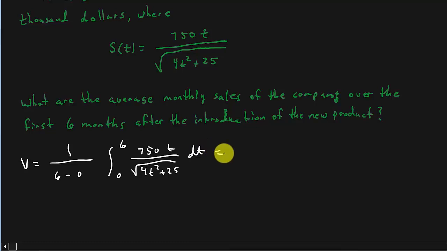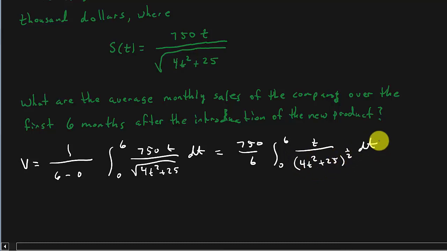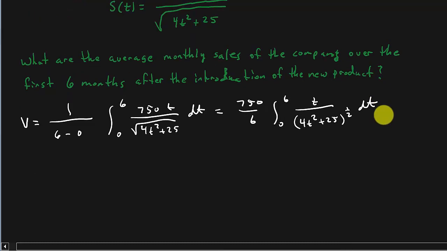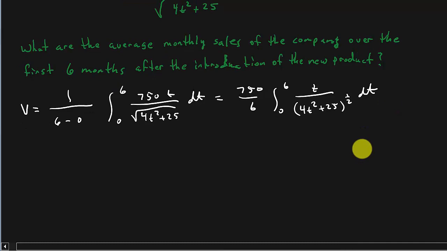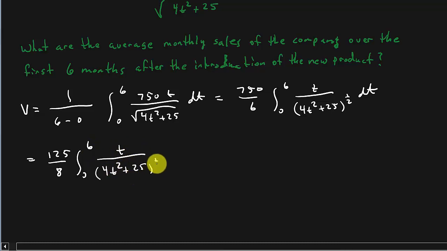Let's rewrite this a little differently. This is equal to 750 over 6 times the integral from 0 to 6 of t over (4t squared plus 25) raised to the 1/2 dt. I'm going to be integrating, so I'm going to change that square root to a 1/2 power. And the other thing I'm going to do is write this as 125 times the integral from 0 to 6 of t over (4t squared plus 25) to the 1/2 dt.